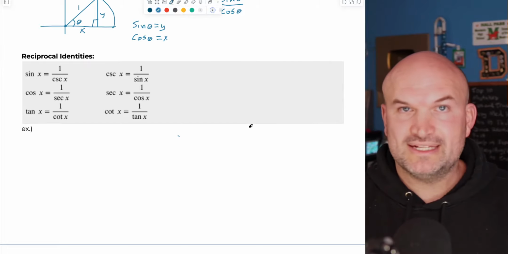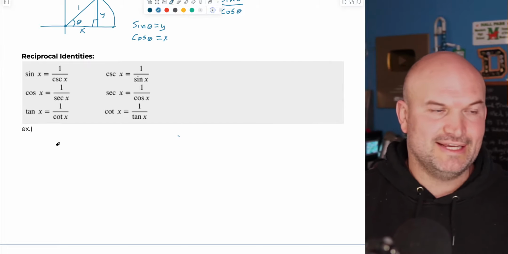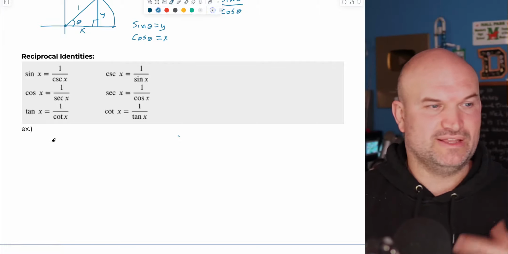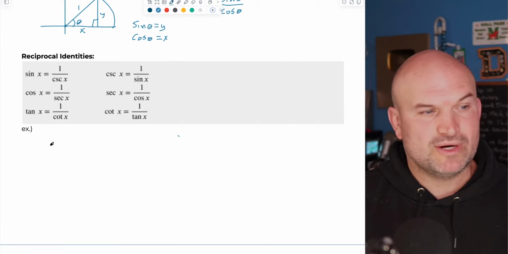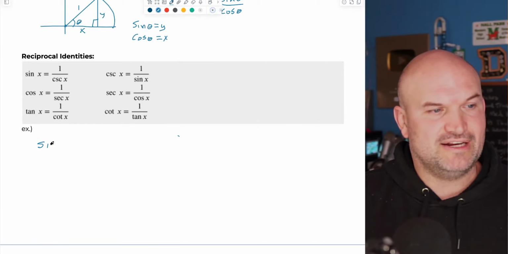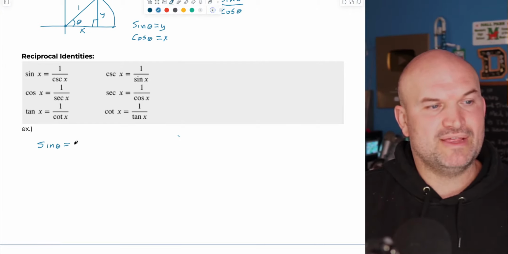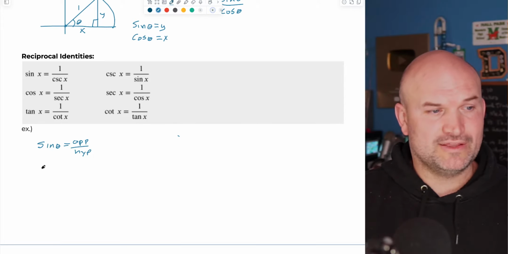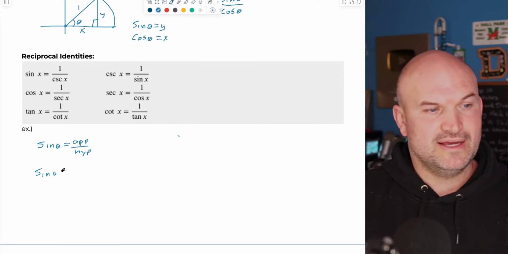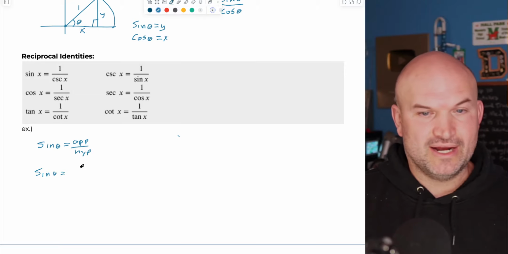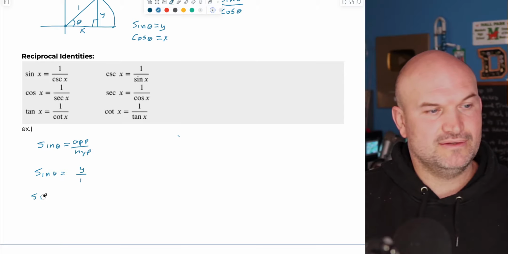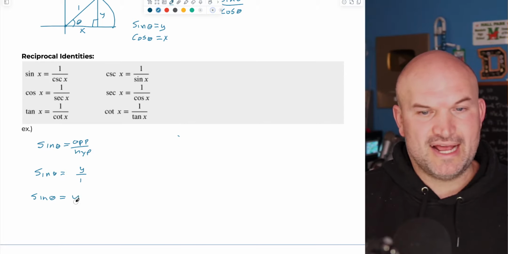Now let's get into the reciprocal identities. Again, this is very similar to our understanding of special right or just right triangles. So if you think about the sine of theta, if you remember, that was opposite over the hypotenuse. Now, again, if we think about the unit circle, we could rewrite that: the opposite side was going to be y, and the hypotenuse is 1. And then the sine of theta was just represented as y.